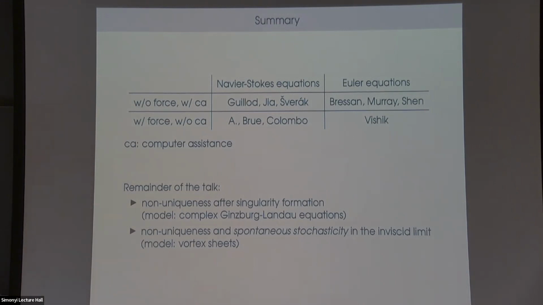Okay, I want to summarize in this little table what's known for Navier-Stokes and Euler non-uniqueness, at least by these kinds of methods. Right now, there are two kinds of results. There are results without force, but with some kind of numerical or computer assistance. For Navier-Stokes, that's work of Jan Sverak. For Euler, that's work of Brisson, Murray, and Shen. There are also results with a force and without computer assistance. That's work of myself, Brue, and Colombo, and for Euler, that's work of Vishik.